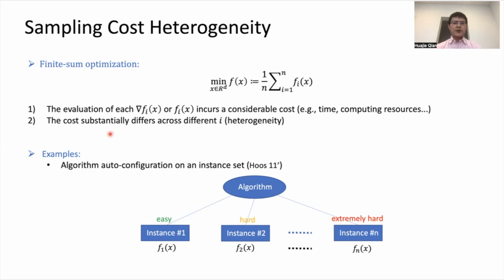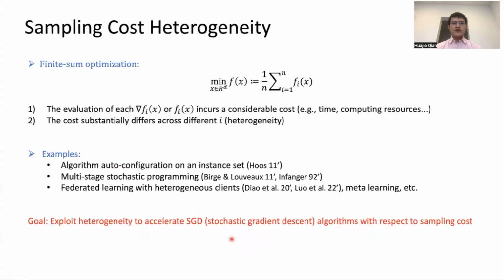And such scenarios appear in applications such as algorithm auto-configuration. Let's say we may want to tune the parameters of an algorithm on a set of instances. So among these instances, some can be easy to solve, some might be hard to. Therefore, evaluating the algorithm on different instances can lead to very different computation costs. And some other examples include multi-stage stochastic programming, where the evaluation of fi may involve solving subproblems of different complexities. And also in federated learning, we may have heterogeneous clients with different processing capabilities and data size.